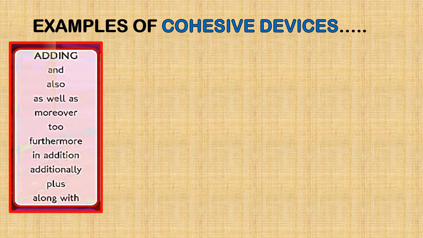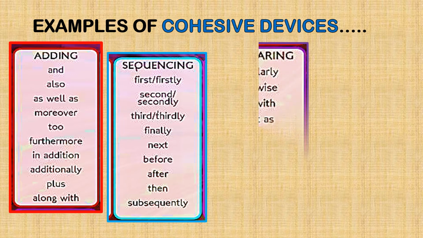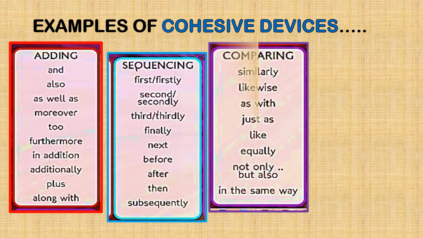The first one is for adding. You can use the words or phrases like and, also, as well as, moreover, furthermore, in addition, additionally, plus, and along with. Next, you can use these words for sequencing. For example, first or firstly, second or secondly, third or thirdly, finally, next, before, after, then, and subsequently.